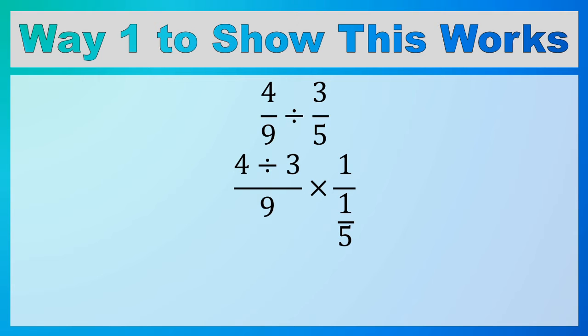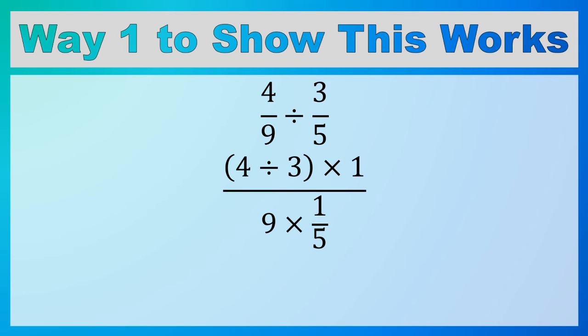Now based on the information in the previous set of videos about 12 divided by smaller numbers, we can know that 5 is equal to 1 divided by 1/5. Now we're multiplying 2 fractions. So let's multiply both the numerators and denominators. And so we have for the numerator 4 divided by 3, and that times 1. And for denominator we have 9 times 1/5.